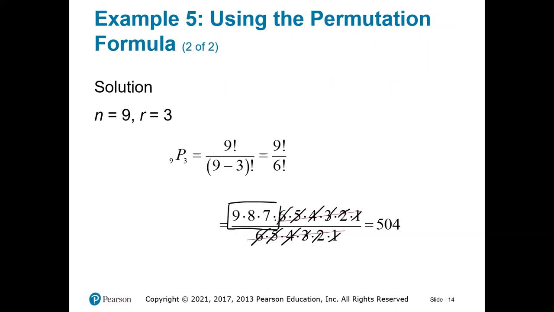Just 9 times 8 times 7, which is 504. So we have 504 different ways to pick a president, vice president, and a secretary from a pool of 9 people, which is a lot, really a lot, right?